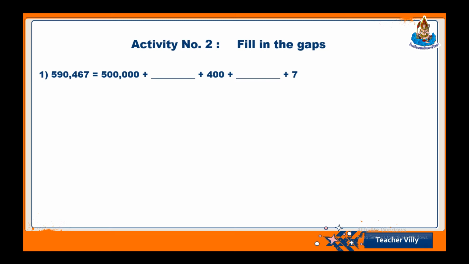Alright, so let's take number 1 first. We have 500,000 plus, this is in the 10,000s place, so it should be 90,000 plus 400. We have the tens place, it's 6, therefore plus 60 plus 7. Great.